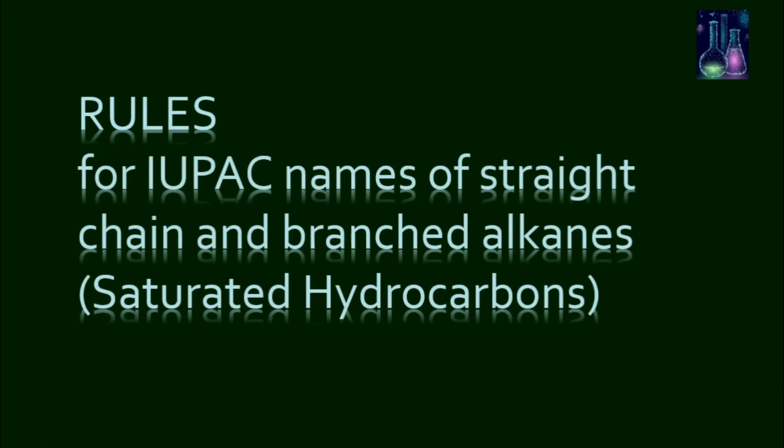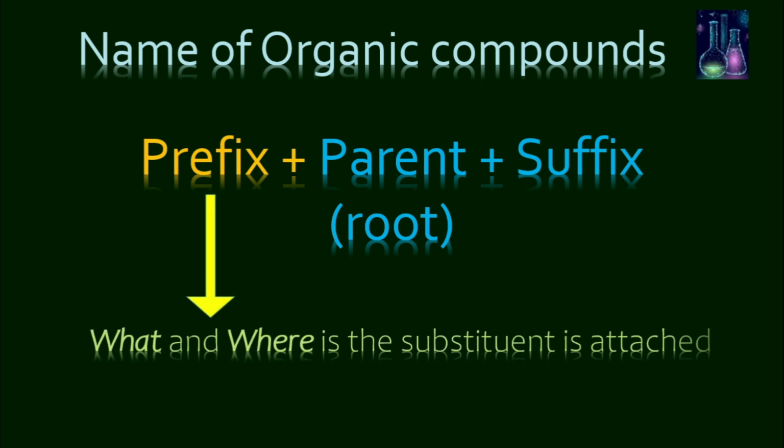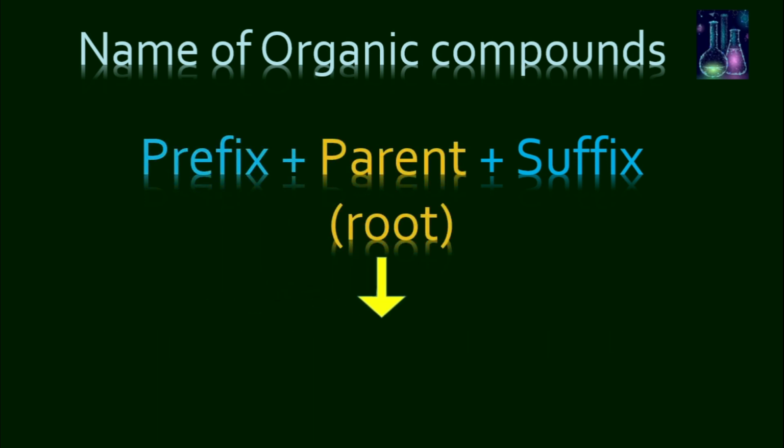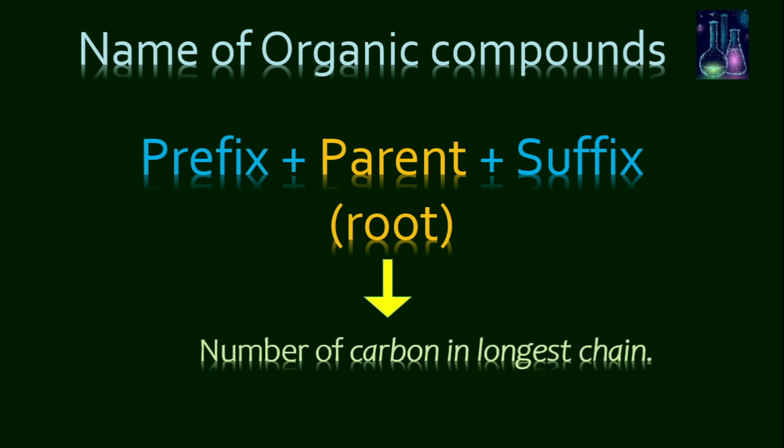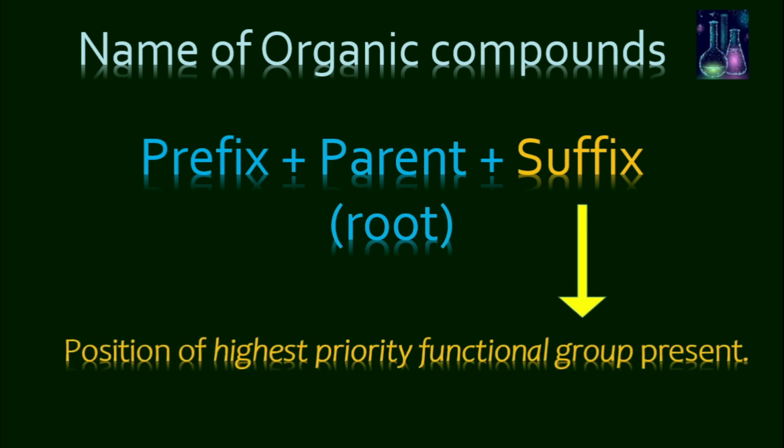Rules for IUPAC names of straight chain and branched alkanes, that is saturated hydrocarbons. Now, the name of the organic molecule is divided into three segments: prefix, parent or root word, and suffix. The prefix indicates what substituent is attached and where, that is, the position and the substituent. Second, the parent or root word indicates the number of carbons in the longest chain. And third, the suffix indicates the position of the highest priority functional group present.